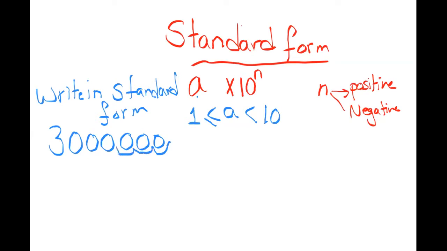And if I stop here, it's 3,000, sure, it's greater than 10. And if I stop here, it's 300, and sure, 300 is greater than 10. And if I stop here, my number is also greater than 10 till I reach here. My number becomes 3, and 3 is smaller than 10, so I stop here. So it will be 3 times, and I count how many digits I moved: 1, 2, 3, 4, 5, 6. So it's 10 power of what? It will be 10 power of 6.